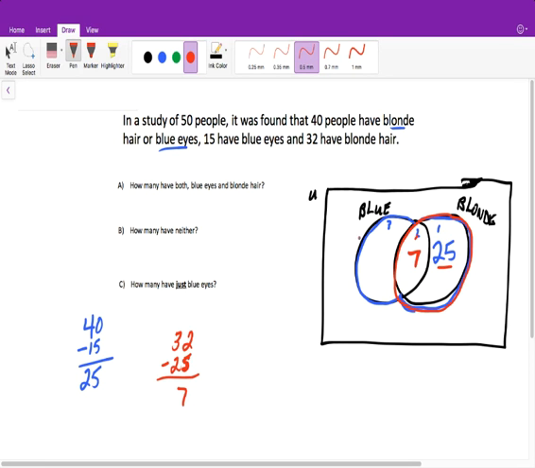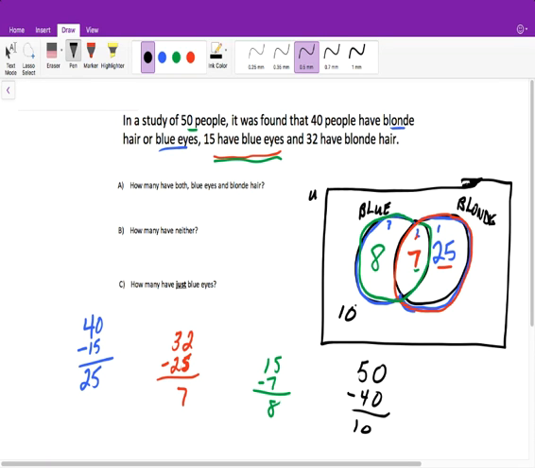All right, so then the last part with blue, we have 15 people in total that have blue eyes. So this entire circle needs to have 15 total people in it. Well, we've already accounted for 7 here, so the remainder of the 15 must only have blue eyes. So we could do 15 minus 7, and that's 8. So those 8 only have blue eyes. And there are 50 people in this entire study. 40 have blonde hair or blue eyes. So how many people have neither? We're going in this outside box. That would be 50 minus 40, so 10 of those people had neither blonde hair nor blue eyes.